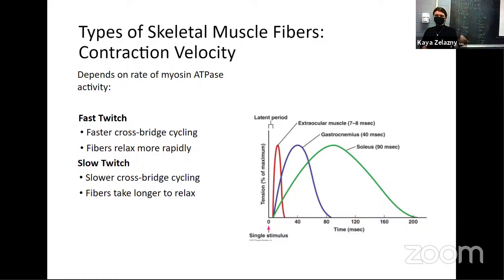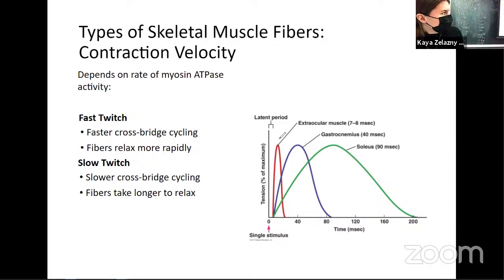In our slow twitch fibers, we're going to have this whole cycle going slower because we're going to have a slower hydrolysis of ATP. These fibers are going to take a bit longer to relax. So we can see some named muscles and how they contract and what kind of speed.